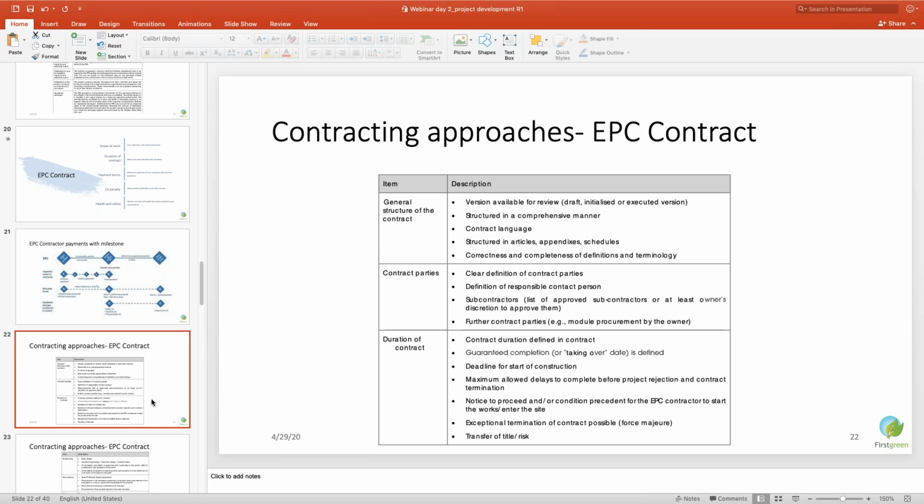So some of these clauses are being discussed. So EPC contracts we discussed, and these are the detailed terms. We will share these slides, and you can refer to the different clauses related to the EPC contract.